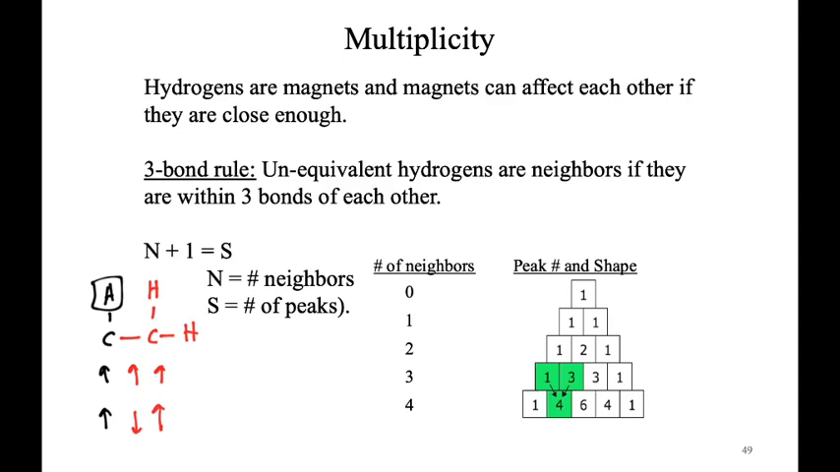Okay? What defines close enough? That close enough is the 3-bond rule. 3-bond recommendation is a little bit better. Okay? Nonequivalent hydrogens are neighbors if they are within 3 bonds. If we think about how this actually gets referenced, if you've watched other videos, they say it has to be 3 bonds. No, it has to be within 3 bonds.